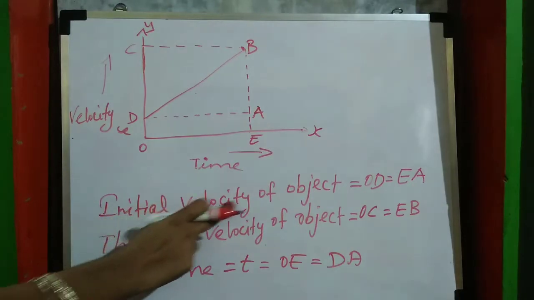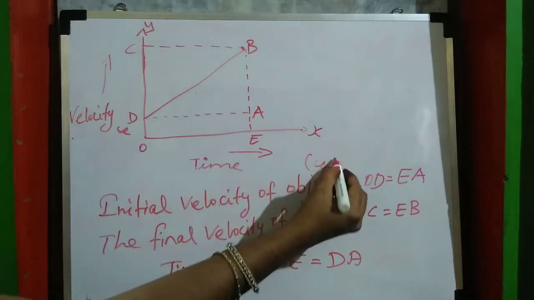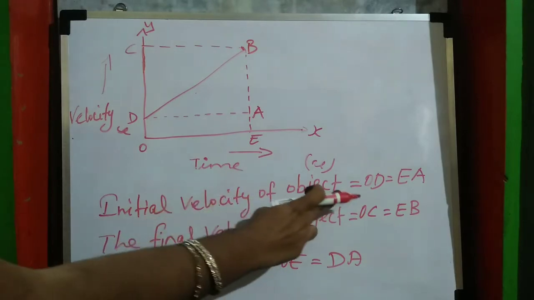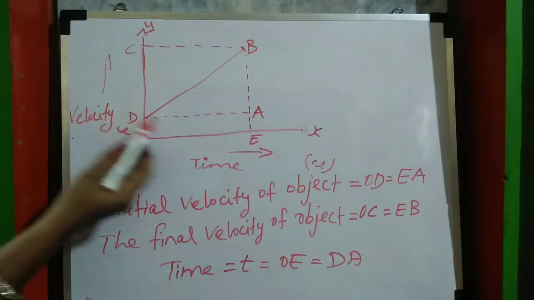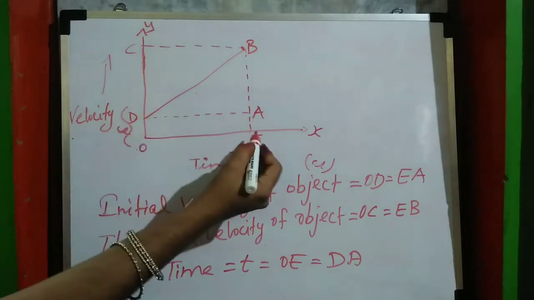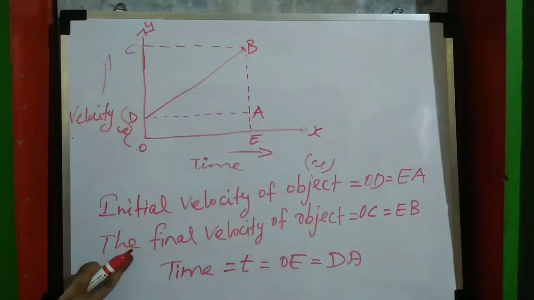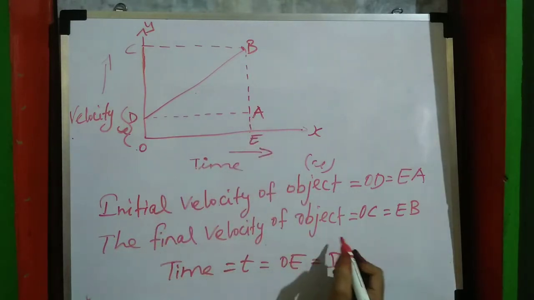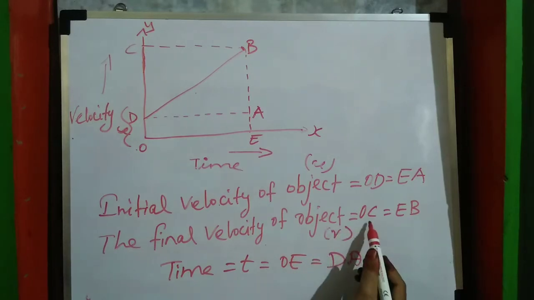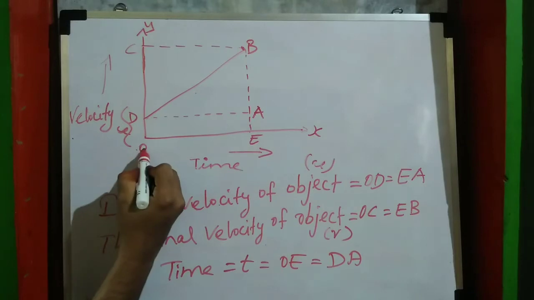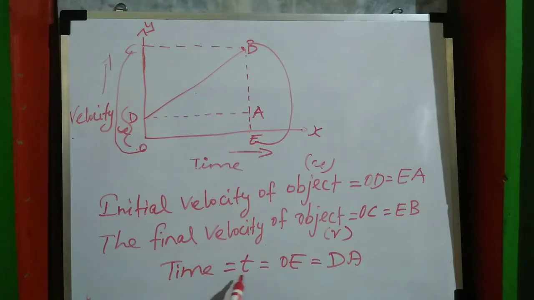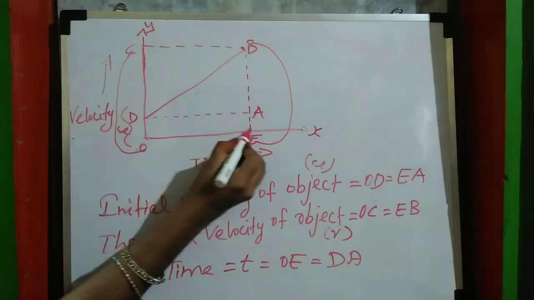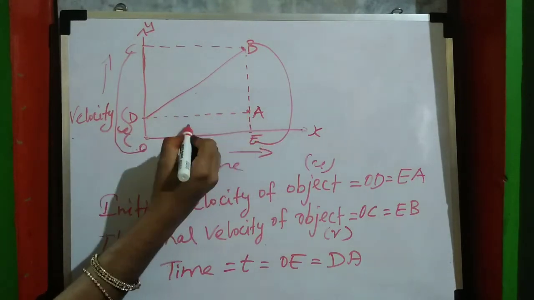The initial velocity of the object U is equal to OD, which is equal to EA. And next, the final velocity of the object V is equal to OC, which is equal to EB. And next, time is equal to OE, which is equal to DA.